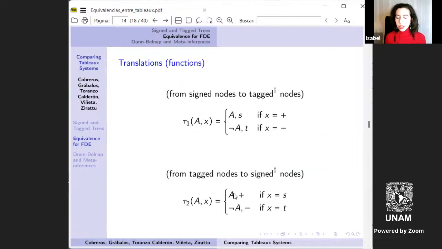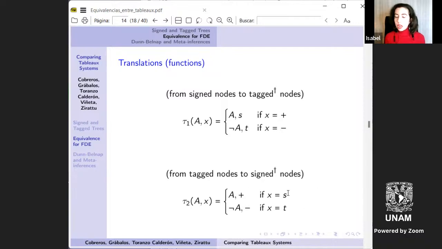So after that, we would use a translation function, tau function. So if we're translating from sine trees, every time we have a plus sign, we would translate it as strict. Every time we have a negative sign, we will translate it as not the formula and t. So the pluses always stay just as they are. The negatives are always translated to their dual.